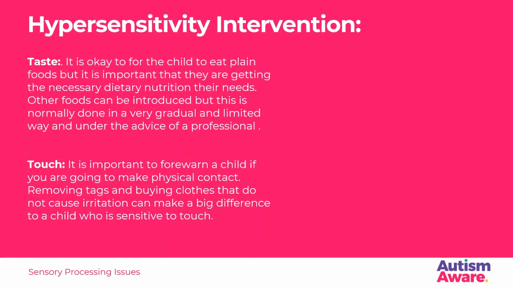Touch. The slightest touch for some children with autism can feel painful. It is important to forewarn a child if you are going to make physical contact. Some materials, as well as tags and seams on clothing, can also be extremely irritating. Removing tags and buying clothes that do not cause irritation can make a big difference to a child who is sensitive to touch.